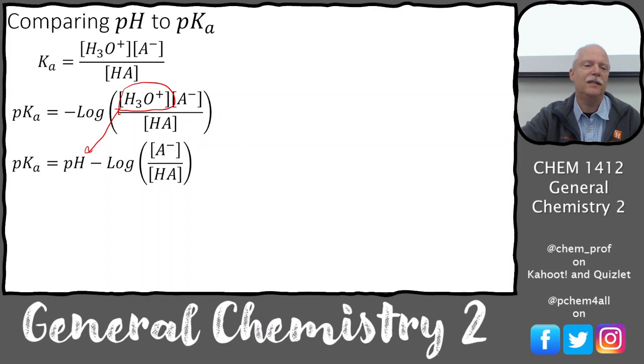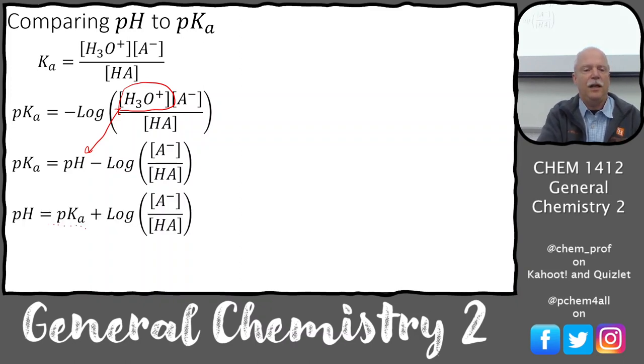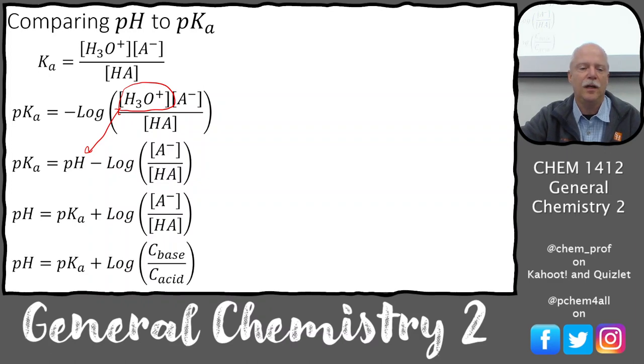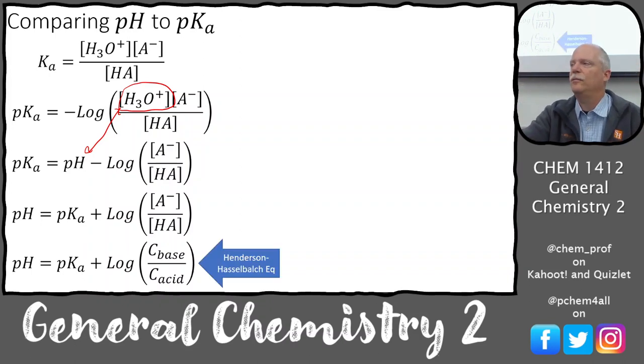If we rearrange this to solve for pH, the log moves over to the other side. And so we end up with pH equals the pKa plus this adjustment factor, which is the base and the acid ratio. And so if we have the base and the acid given in the problem, then this is what we call the Henderson-Hasselbalch equation.